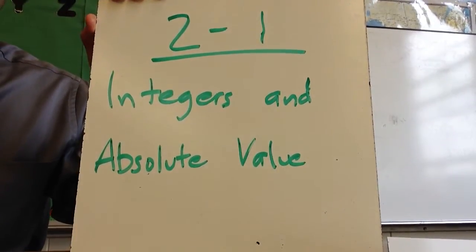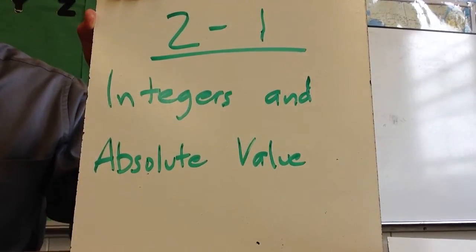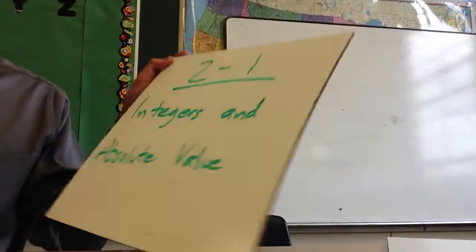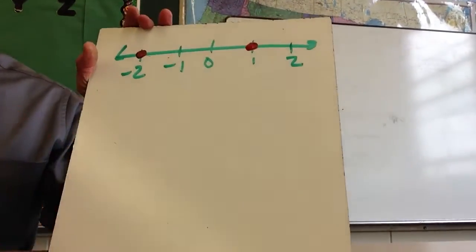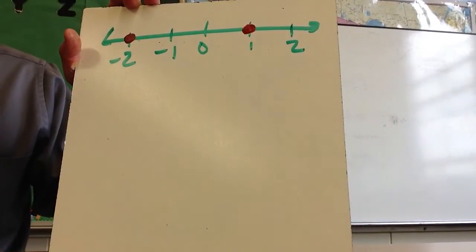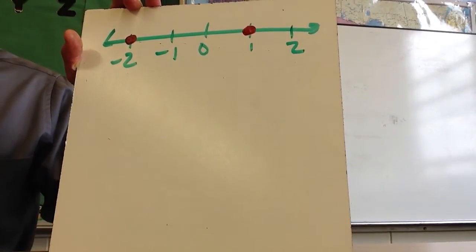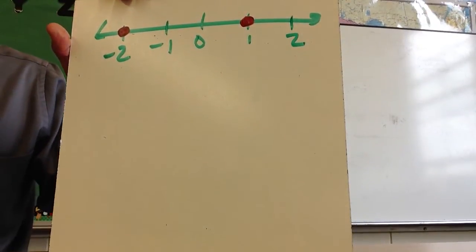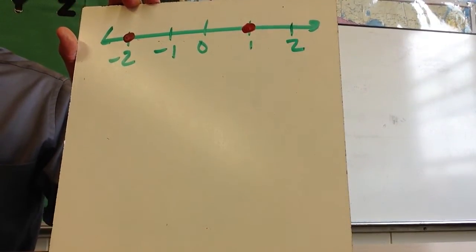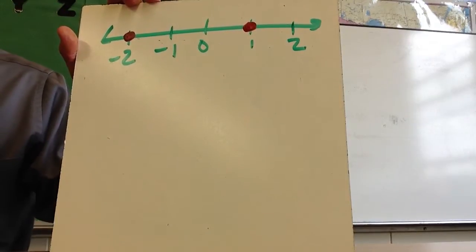Today's video is going to discuss chapter 2.1, integers and absolute value. So first thing I want to discuss are integers. Integers are basically what you might call whole numbers that are either positive or negative. So for example, all of the numbers you see on the number line are integers.